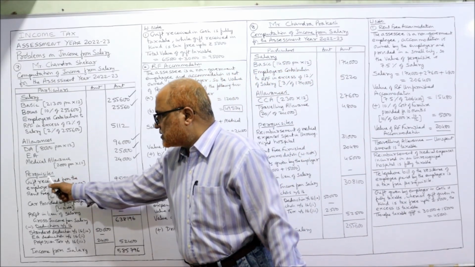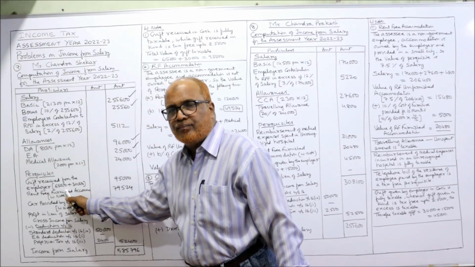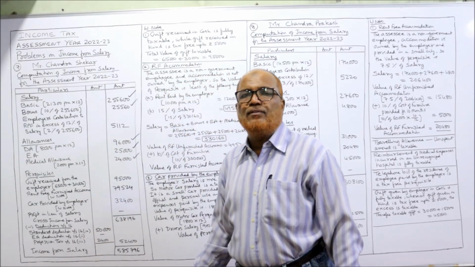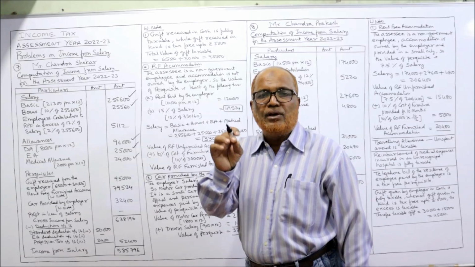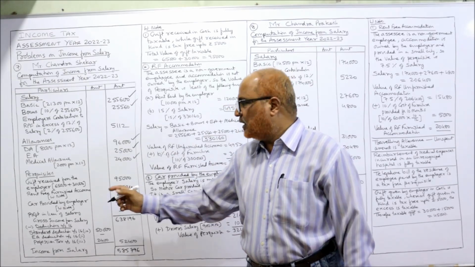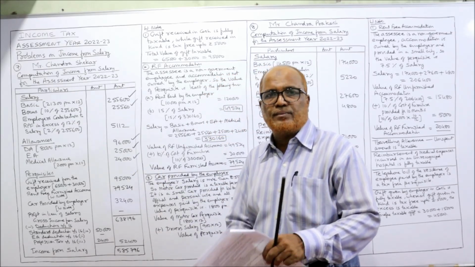It will come under perquisites. Gift received from the employer: 65,000 cash gift, and 30,000 is the gift given in kind. Out of 35,000, 5,000 tax free, 30,000 taxable. So 95,000 is the gift.